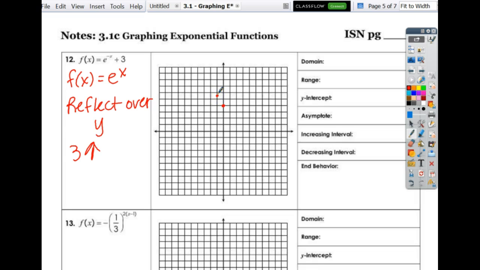So do I have an up and down now? Yeah, so where does my y asymptote go? Up 3, and connect the dots. Bam.